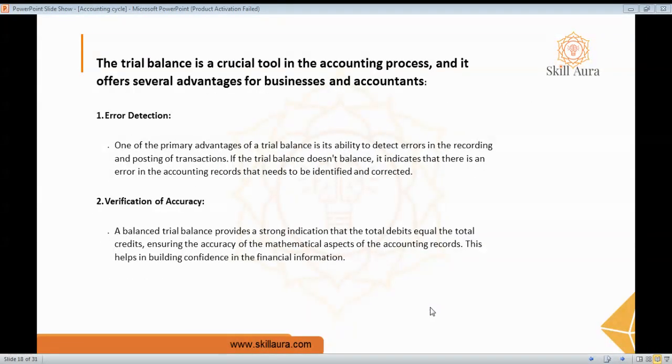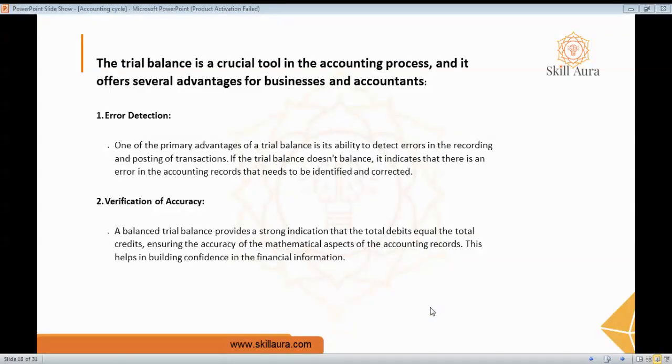And the next one is that the trial balance is a crucial tool in the accounting process. So it offers several advantages for businesses and accountants. Here, these are the advantages of trial balance. The first one is error detection. Here, it is one of the important advantages. So it detects errors in the recording and posting of transactions.